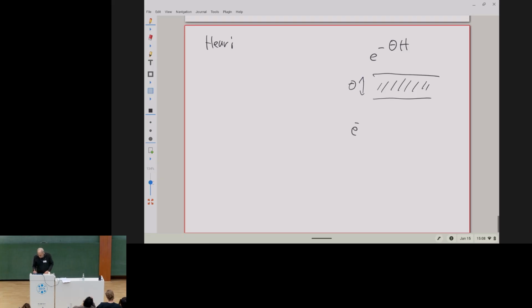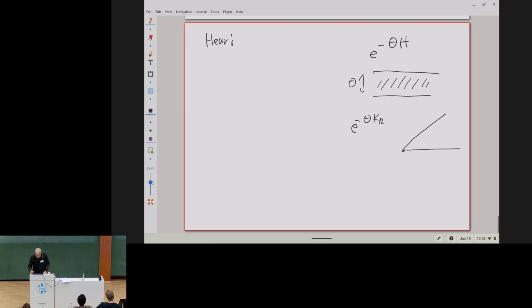Now, if instead we take e to the minus theta KR, acting just on the half line or half initial value surface, it's generating a rotation. So the geometrical transformation it does is to generate this. And whatever derivation convinces you that this path integral computes that would hopefully convince you that this path integral computes that. Any other questions? Maybe one more question.